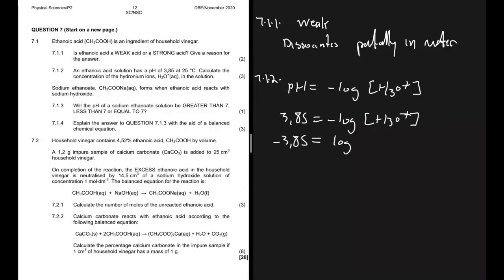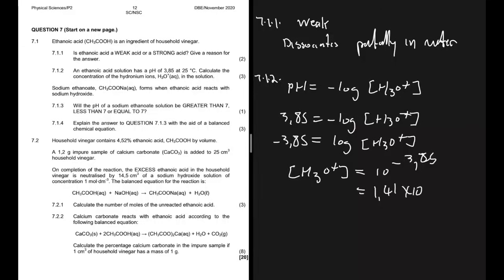concentration of H3O+. And then we can say that the concentration of H3O+ is equal to 10 to the power minus 3.85. And then if I put that in my calculator, I'm getting 1.41 times 10 to the minus 4 moles per decimeter cube.